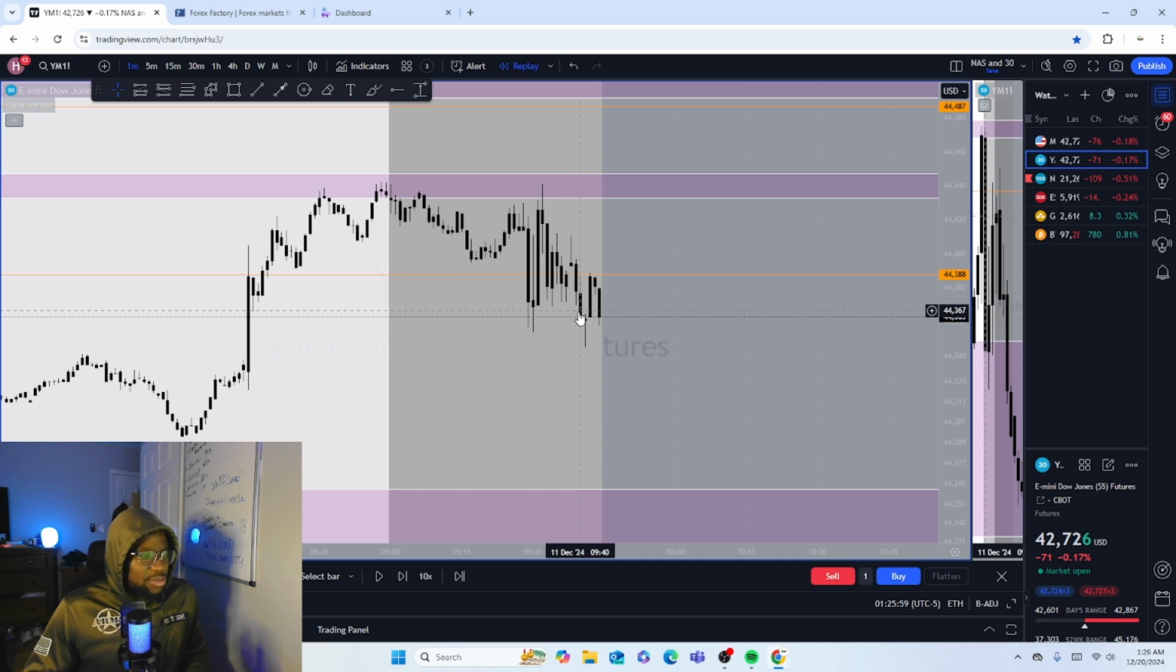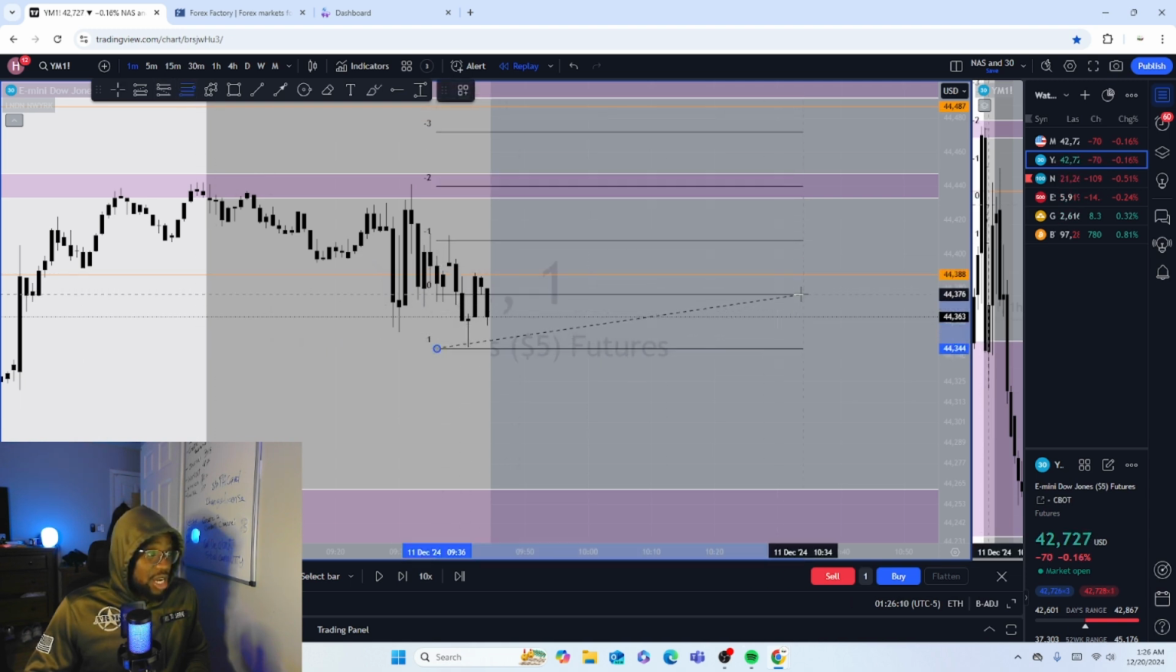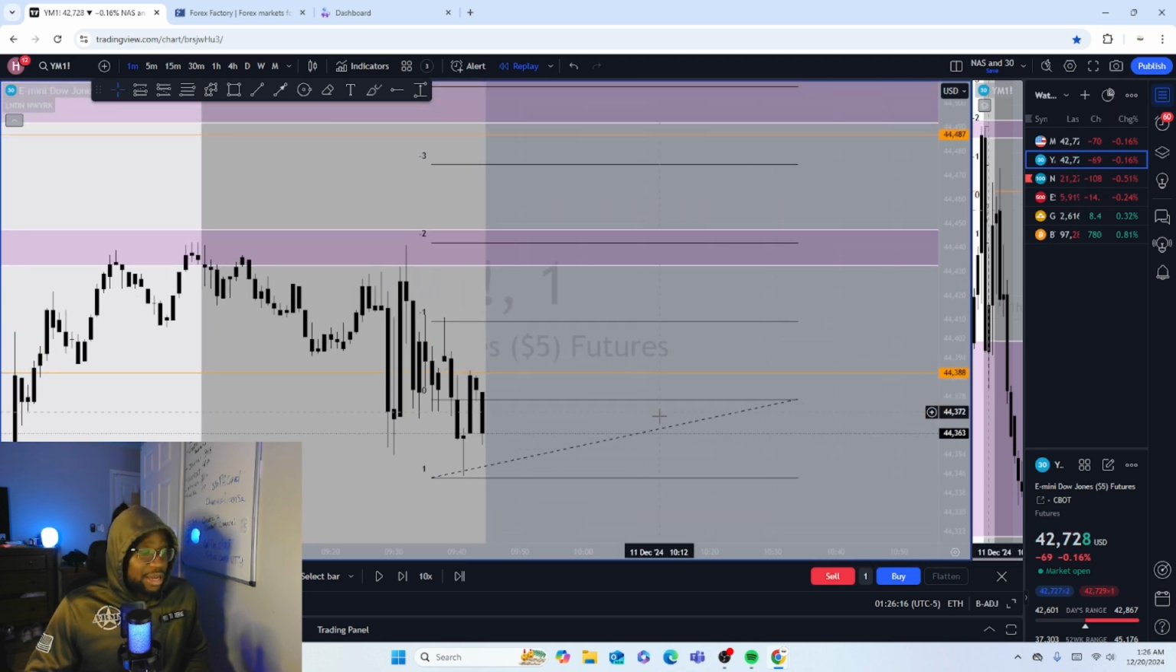Let's see. I see this one right here. It went lower. Then we have another bullish engulfing candle. We have a retracement. Let's draw it up. I might have taken this trade, might have not. I'm not sure, honestly. I'm not gonna lie to you. I actually don't know. I need to review the journal with you guys live right now.